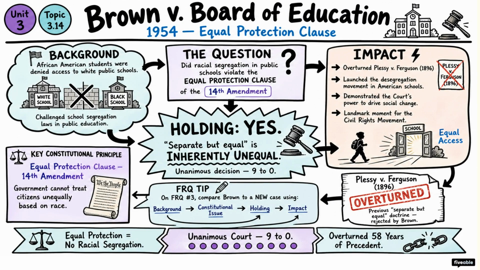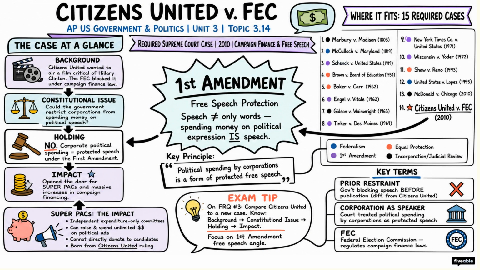Brown versus Board of Education overturned the "separate but equal" doctrine from Plessy versus Ferguson. The court ruled that segregated public schools violate the Equal Protection Clause of the 14th Amendment, leading to desegregation. Finally, Citizens United versus FEC involved the First Amendment. The court ruled that corporate and union spending on political advertisements is a form of protected free speech, leading to the rise of super PACs.